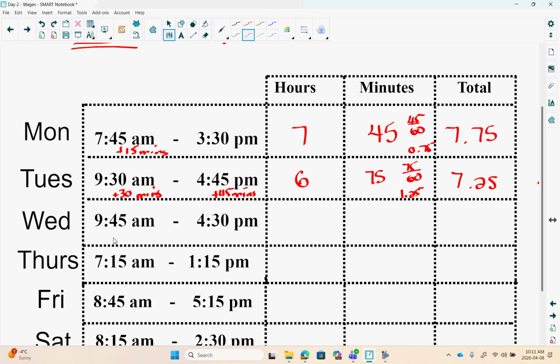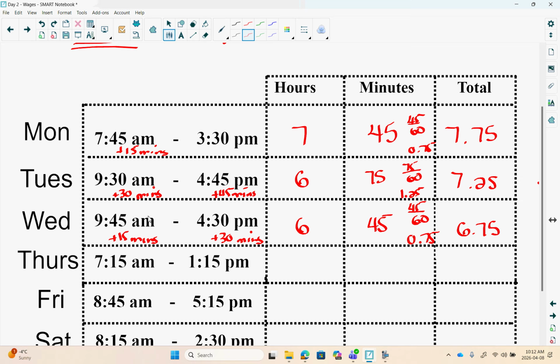9:45, I'm going to add 15 minutes. That's going to bring me to 10. And then I'll go 10 to 4:30. Okay, 10 to 12 is 2, 12 to 4 is 4, 2 and 4 are 6. And now I've got 15 minutes and 30 minutes. That's 45 minutes. 45 over 60 would be 0.75. So I'm at 6.75 total hours.